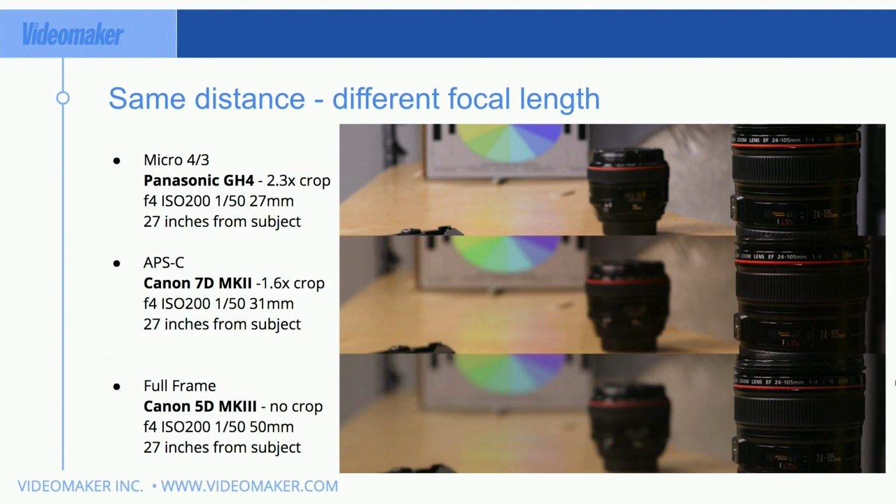The middle one is a 7D Mark II with a 1.6 times crop, so an APS-C size sensor. And then the bottom is a full frame with no crop factor. Now, all three of these are the same distance from the subject with the same exposure. But these are the same distance but a different focal length. So you can see that we had to change the focal length depending on the size of the sensor. So 50 millimeter on the Panasonic had to be a 27 millimeter to get the same framing.